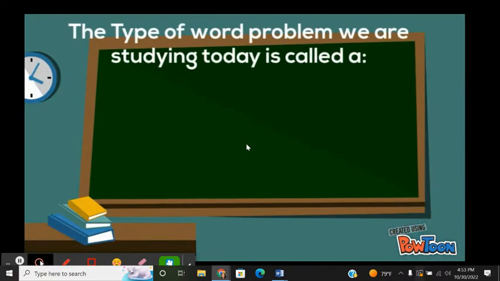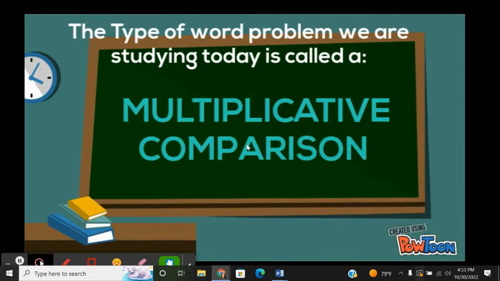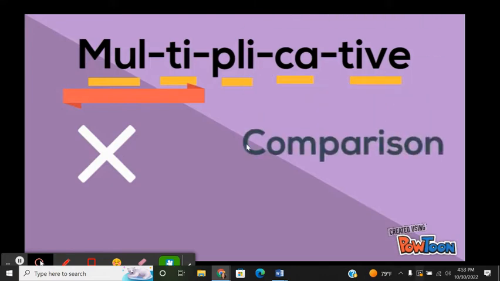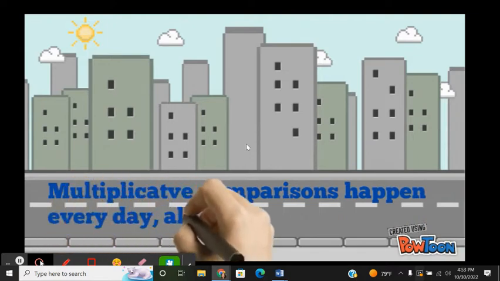The type of word we are studying today is called a multiplicative comparison. Yikes! Let's try that one more time. Multiplicative. Multiplicative. Multi for multi, like multiplication, and comparison for comparing two things that are different. Multiplicative comparisons happen every day all around you.